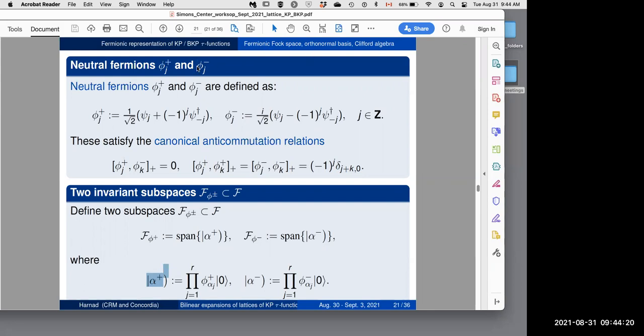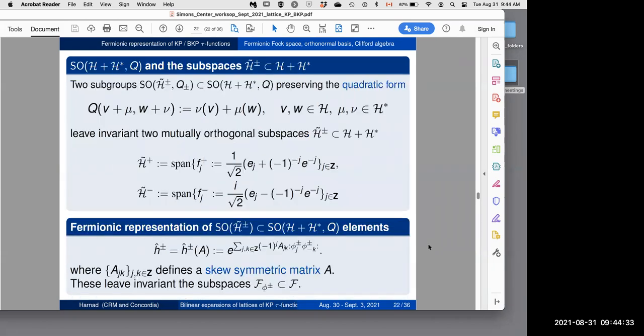The plus basis consisting of the vacuum acted upon by all of these plus creation operators, neutral operators, and the minus basis for the minus states. We have a quadratic form, which was the underlying quadratic form we were using before to define the Clifford algebra. It's the natural pairing of the Hilbert space H with its dual H star. So it defines an off-diagonal quadratic form, and the underlying Clifford algebra is with respect to that quadratic form.